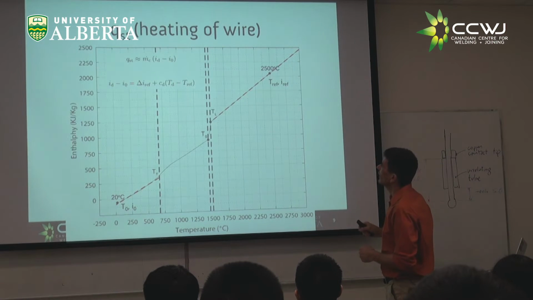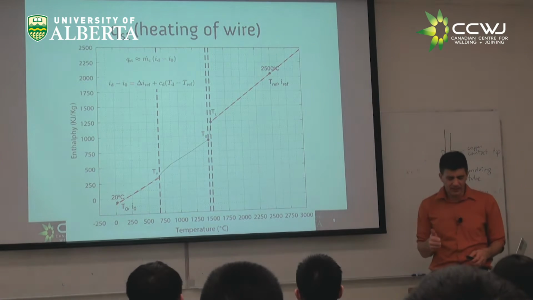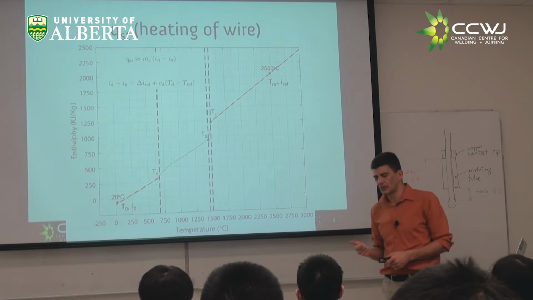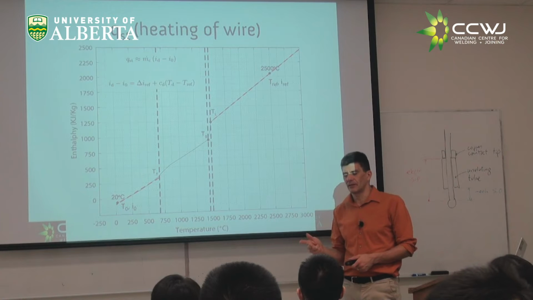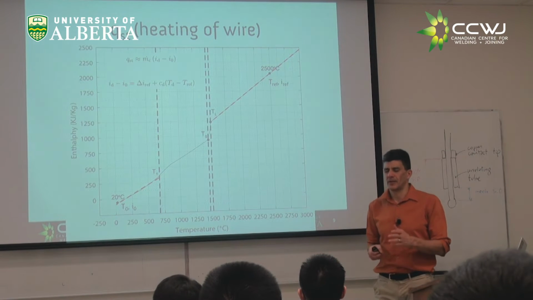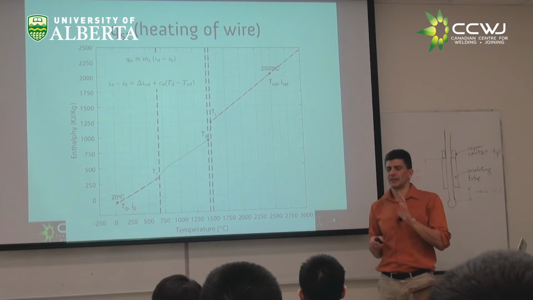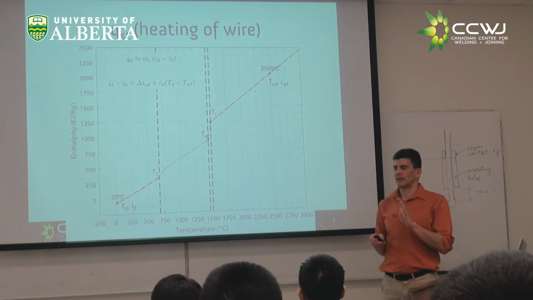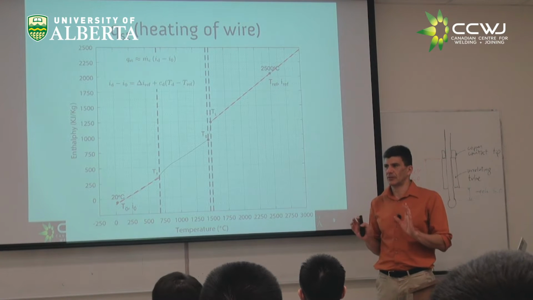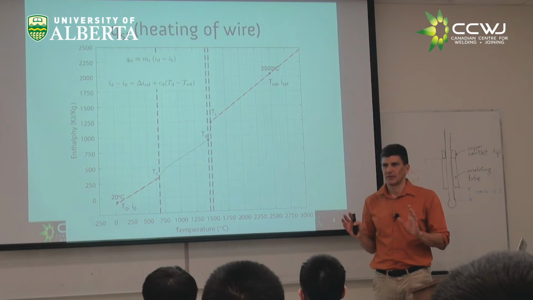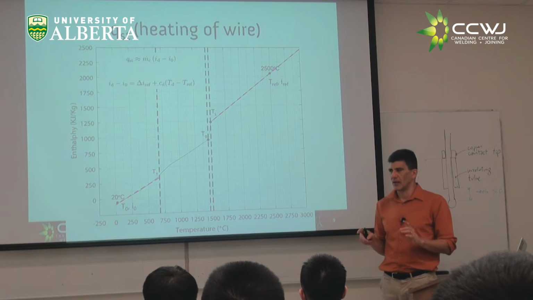So we talked about heat in. We talked about heat out. We talked about heat generated. And before I move too far, what are the sources of heat generated in the wire? What is the source of heat generated in the wire? Resistance heating, right? Joule heating.